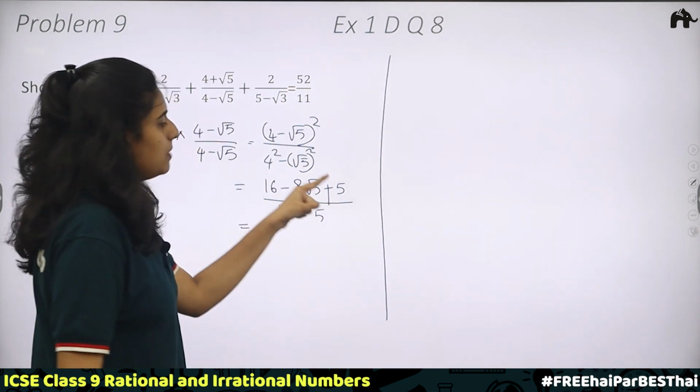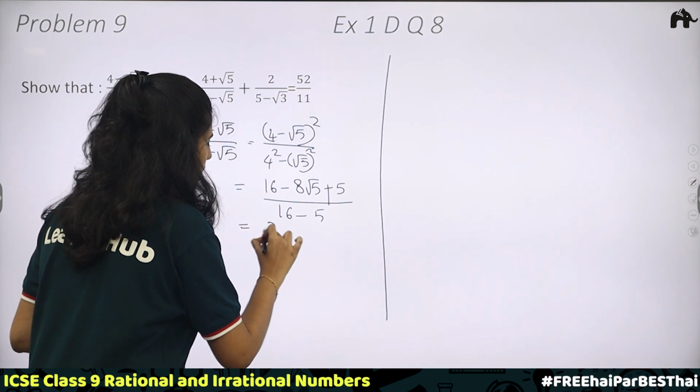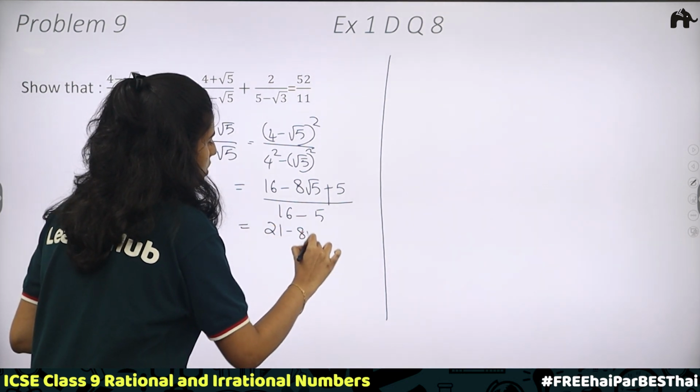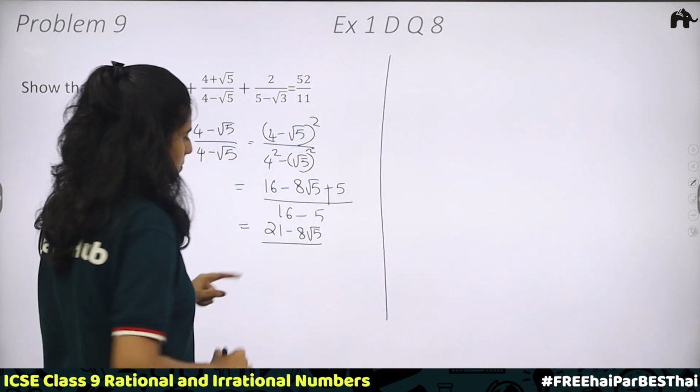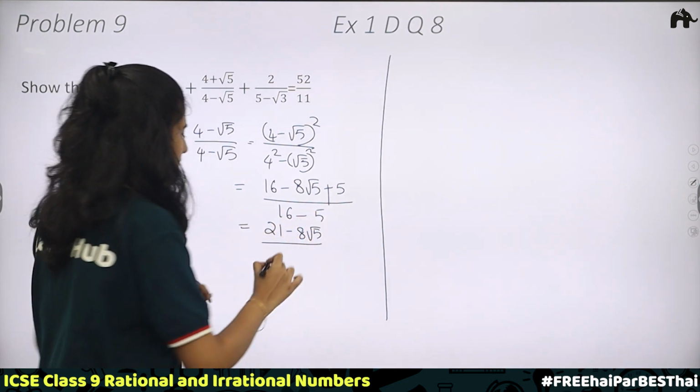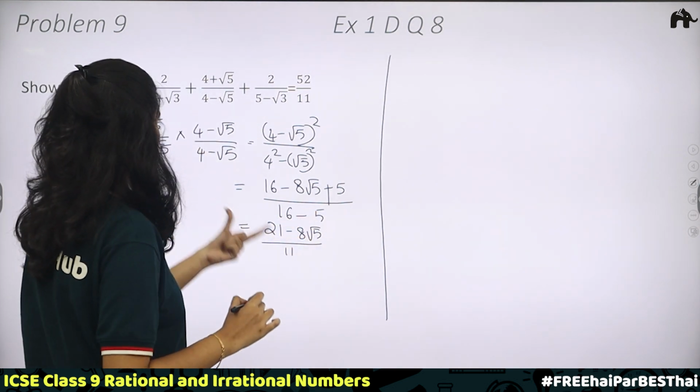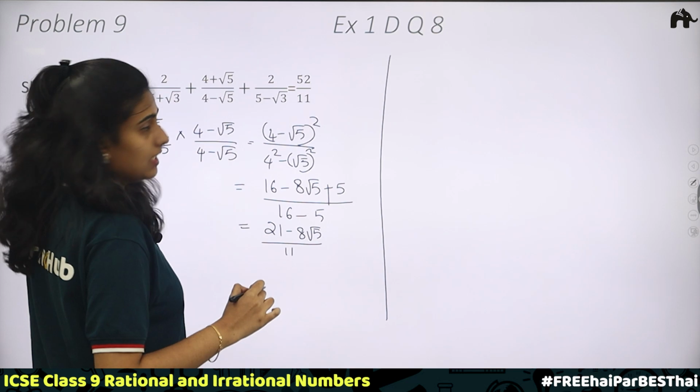So 16 plus 5, which is 21. 21 minus 8 root 5 divided by 16 minus 5, which is 11. So we have determined the first part, that's the first term.